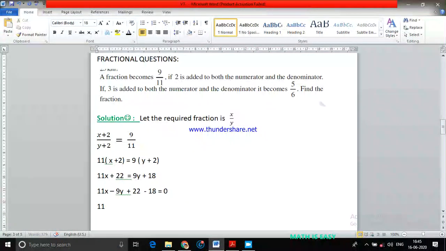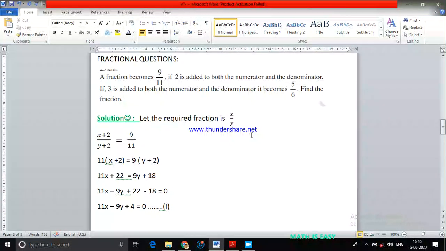So simplify this one, I'll get 11x minus 9y. What do you get? Plus 18 plus 22 minus 18. I think I'll get plus 4, which will be equal to 0. So this I am going to call as equation number 1.